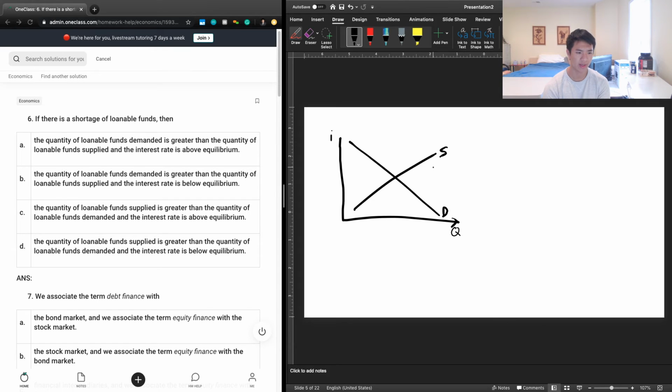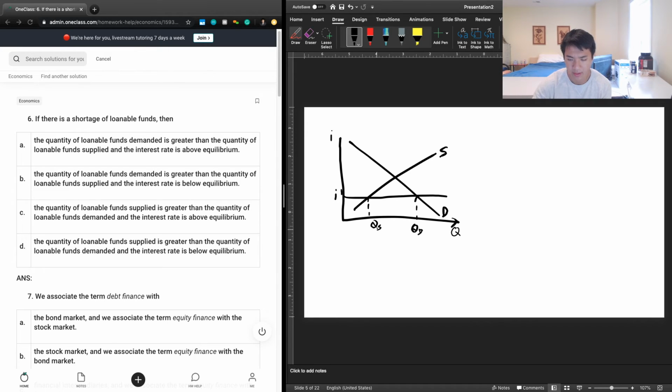And just like a shortage in supply and demand, a shortage of loanable funds occurs when you are below equilibrium for whatever variable is on the y-axis, right? So taking a look here, we can draw a line across, and that's going to be our shortage. Our quantity demanded of loanable funds is very high, and our quantity supplied of loanable funds is very low. And we see that this occurs because the interest rate is lower than equilibrium, right?